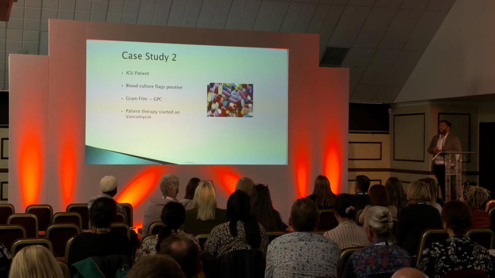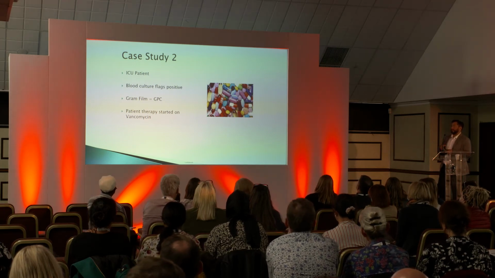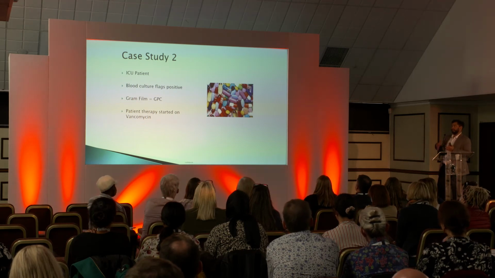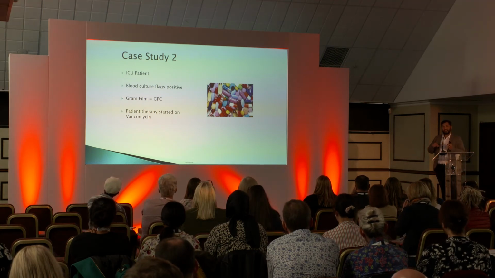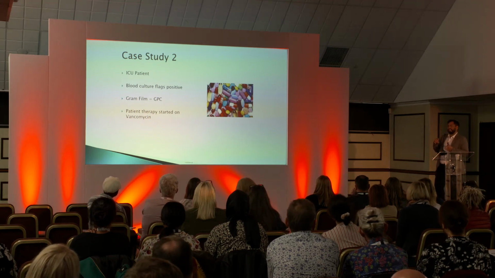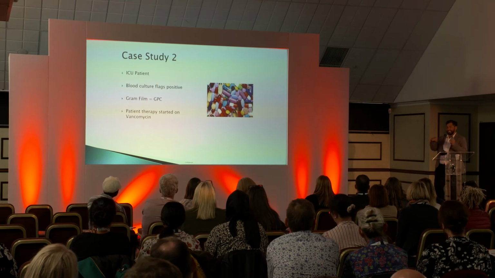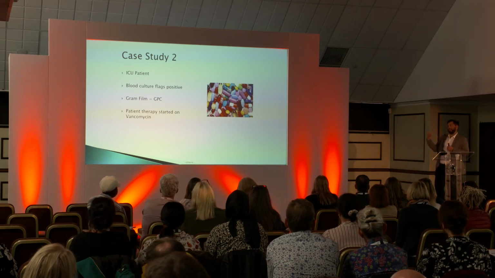So just a second case study. A patient in our intensive care unit was ill and had a number of different samples taken, brought to the laboratory, and one of them was blood cultures which had flagged up positive. Again, with our old method, we would look at a Gram film, and in this Gram film we saw Gram-positive cocci. Depending on the morphology, if it's in a chain, or looks like a bunch of grapes, it might be a staph, it might be a strep, could be a number of things. Because it's Gram-positive cocci, they initially started on vancomycin.